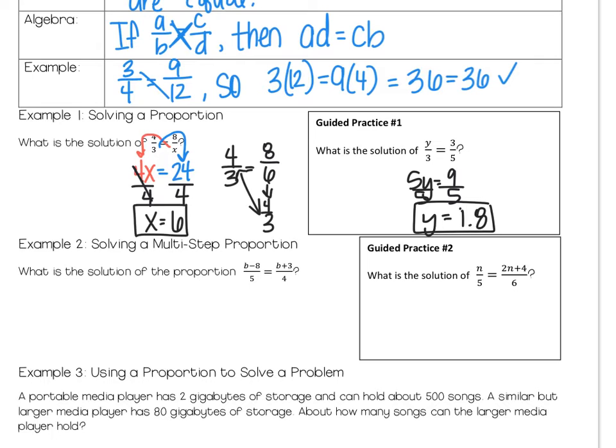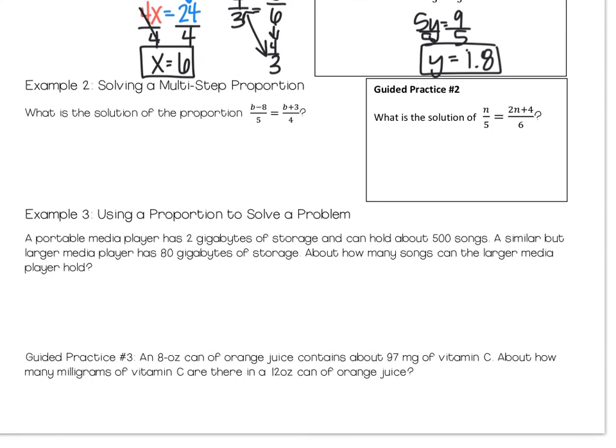Example 2. Sometimes you have a multi-step proportion. So this is going to be a proportion that's much more involved than you've done before. What you're going to do here is put parentheses around the top or anywhere where there's more than one term. Then you're going to do cross products. So we're going to do 4 times that, which is 4b minus 8. And then 5 times b plus 3. Okay, you have to get rid of the grouping symbols, so we're going to distribute. And I get 4b minus 32 equals 5b plus 15.